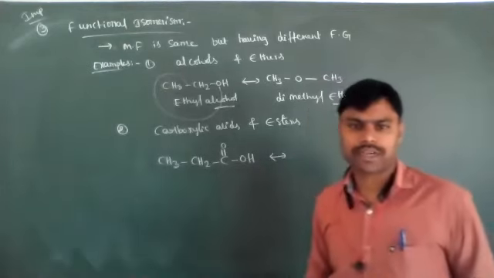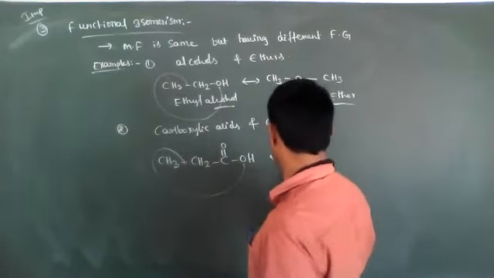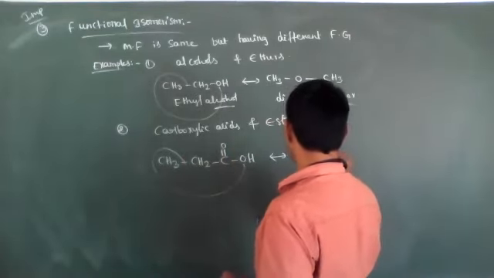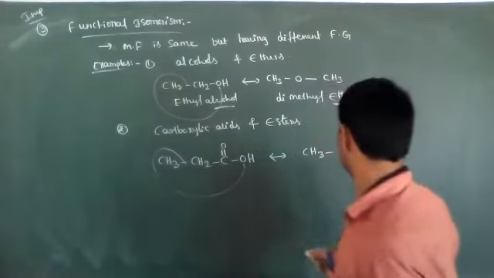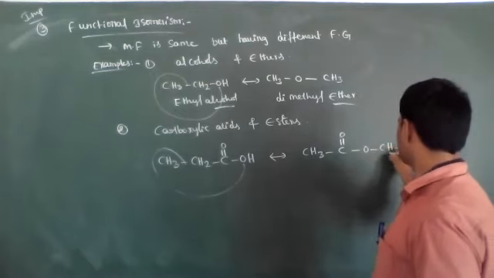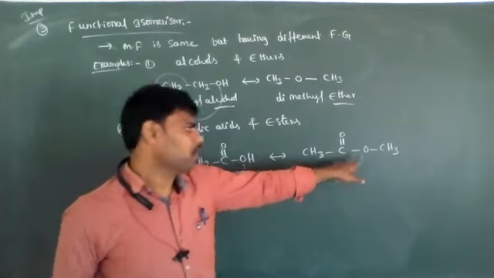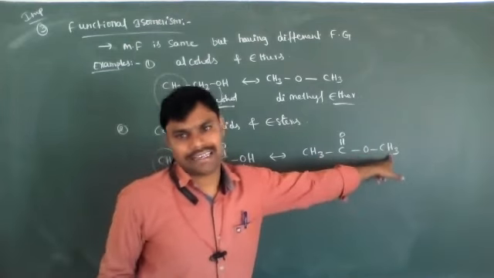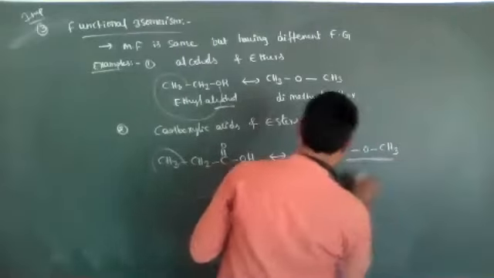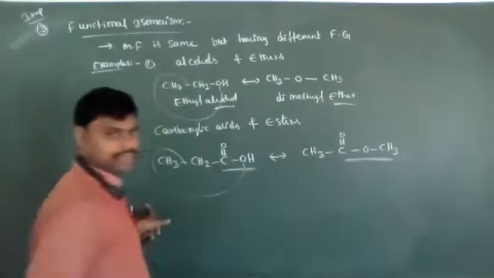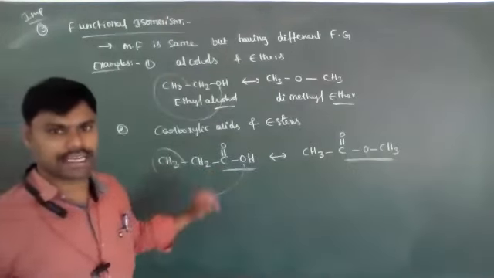This shows functional group isomerism. If you want, one CH3 group you have to shift to this side. Then we will get CH3-C(=O)-O-CH3. Let us observe that this is an ester. C double bond O with an R alkyl group present is called an ester. It is the COOH acid functional group here, and there the ester functional group is present. Both molecular formulas are the same.